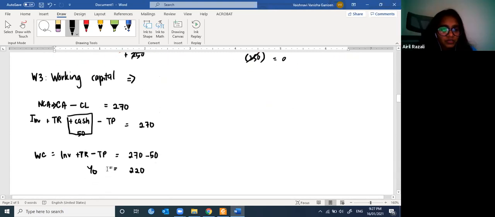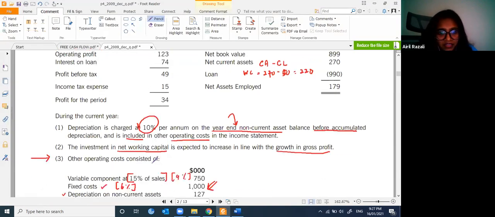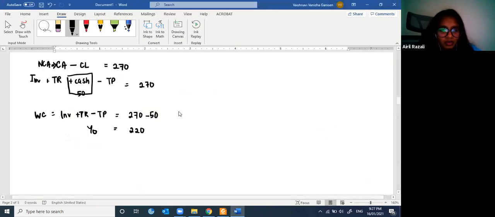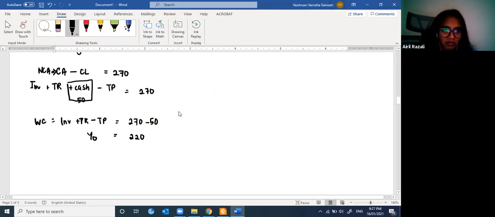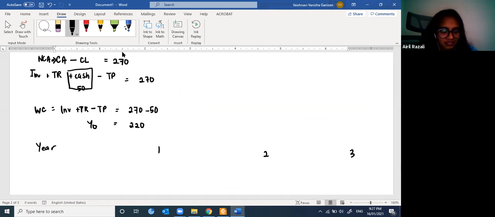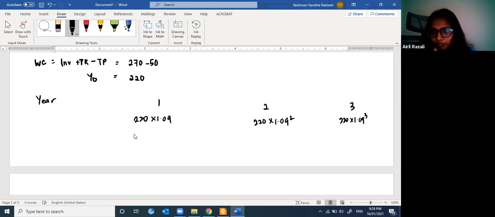Okay, so if this working capital has no issue, year 0 is 220. Now, the examiner said that working capital will increase in line with the growth in gross profit. That means working capital increase is also 9%. In year 1, this one became a bit messy already, so I'm just going to write it here again: 1, 2, 3. In year 1, it will be 220 multiply 1.09. Here will be 220 multiply 1.09 to the power of 2. And then 220 multiply 1.09 to the power of 3.